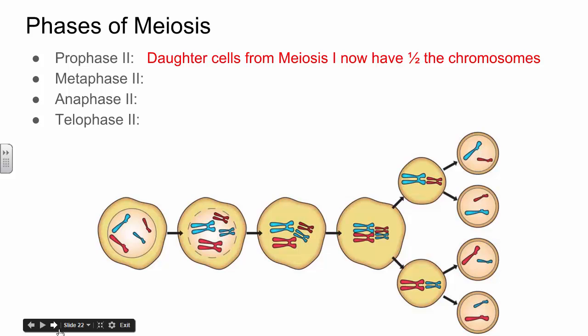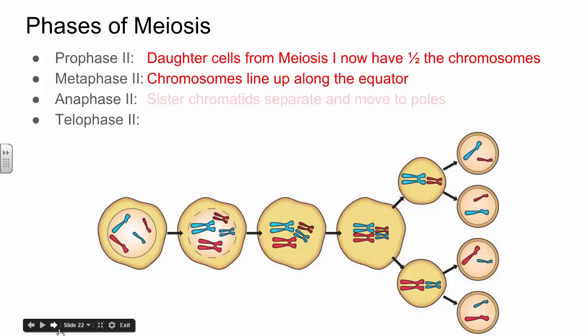What happens in metaphase? What do you think happens in metaphase? They line in the middle. Those chromosomes line in the middle of the cell, along the equator. What happens in anaphase? The centromere divides. The two sister chromatids start to separate from each other. They start moving to the poles.